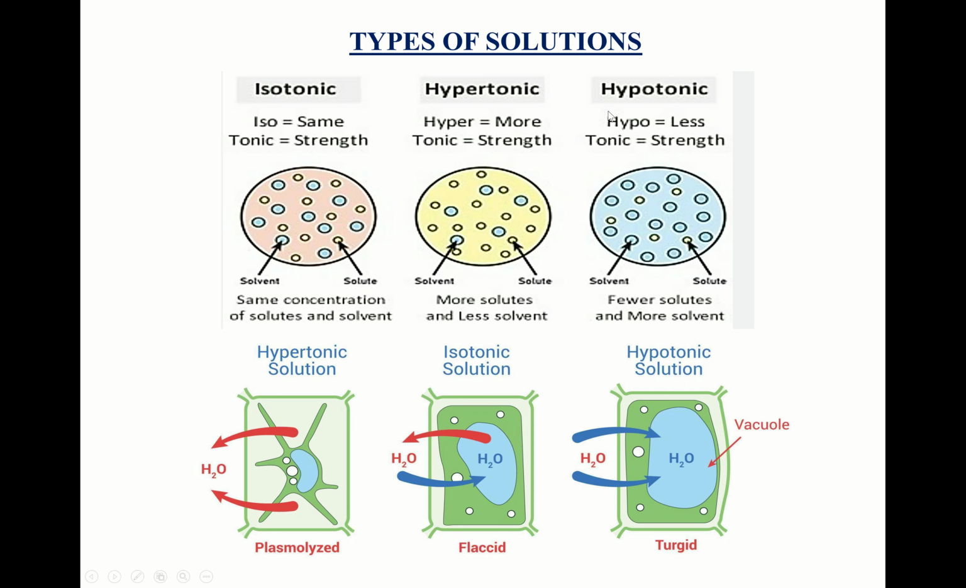So what is a hypotonic solution? Hypo means less, tonic means strength. So if the solute concentration is less compared to the water molecules, then it is called a hypotonic solution. And the cell condition will be turgid. Why? Because more water is getting absorbed from the outside environment into the inner cell environment.